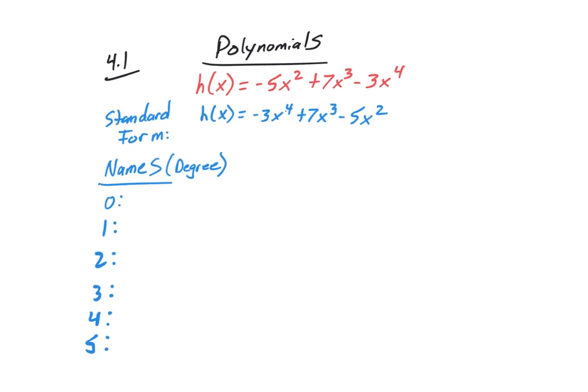We're going to go up to 5. We really don't go any higher than 5. If we do go higher than 5, then we just call it a 6th degree or a 7th degree, but we don't see those very often.